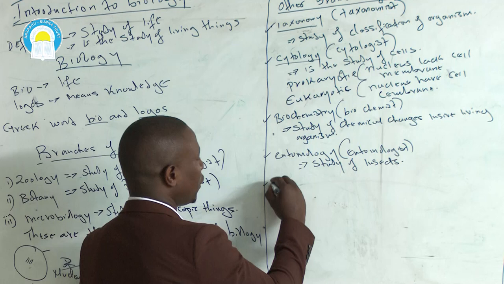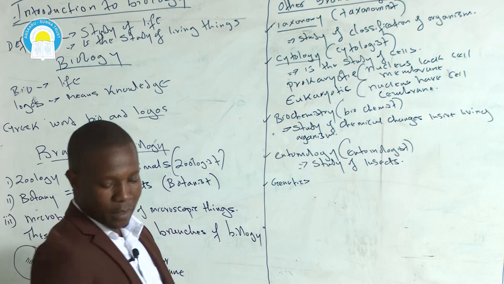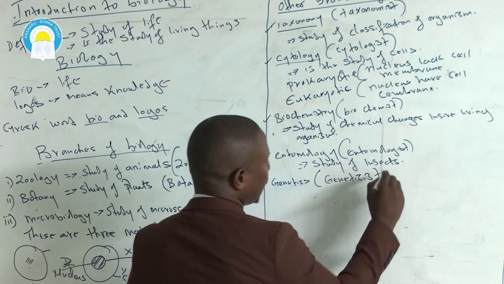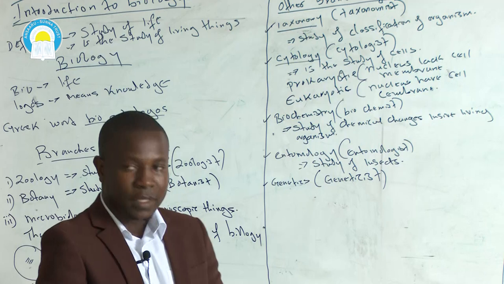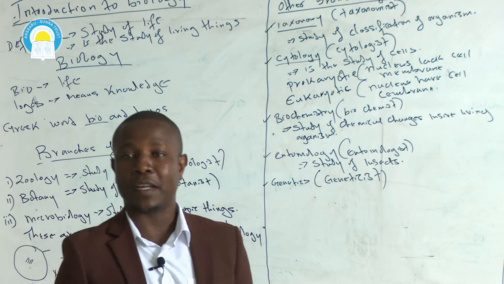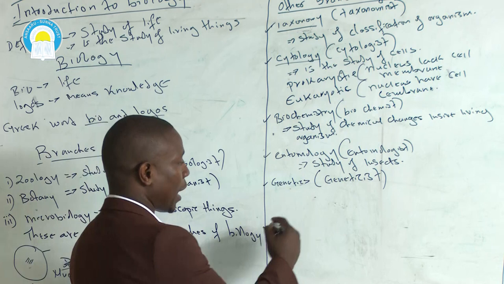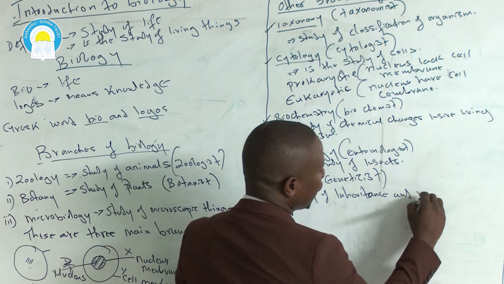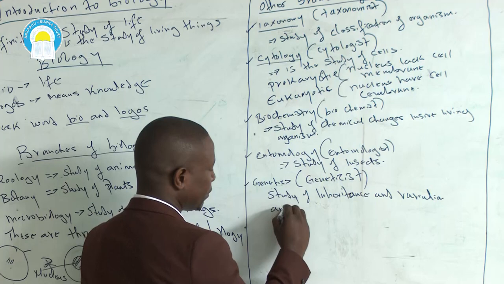Genetics, another branch of biology. And the person who studies genetics is called a geneticist. And the definition of genetics is the study of inheritance and variation among organisms.